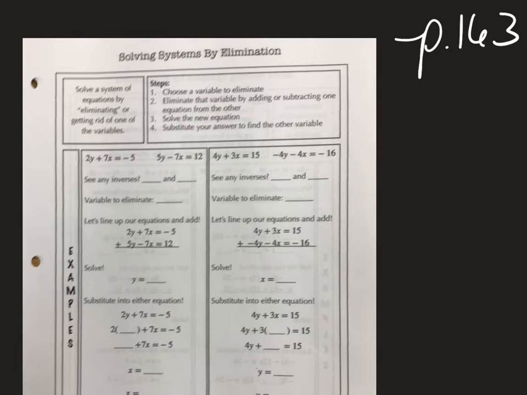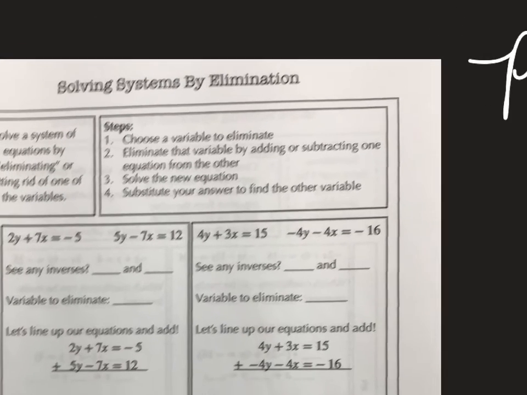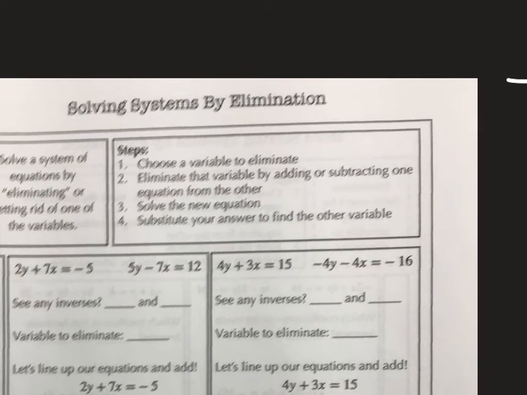All right, so systems by elimination. Now, here are the steps. Look at the top of your page. Step 1, you're going to choose a variable to eliminate. You're going to have x's or y's, and you're going to choose one to eliminate. Step 2, you're going to eliminate the variable by adding or subtracting one equation from the other. Now, this is probably going to be nonsense to you right now, but when we go to do the steps, Miss Bailey, hopefully it'll come through. Number 3, solve the new equation. Number 4, substitute your answer to find the variable.